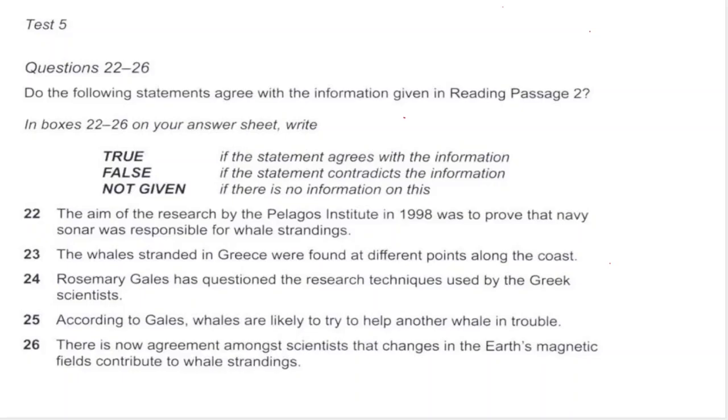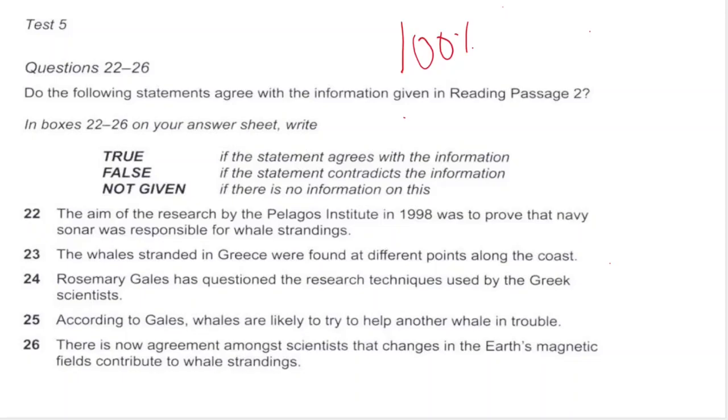False means simply that the information contradicts the information in the passage, which means it's the opposite of what is mentioned in the passage. And if there is no information or the information is missing parts of it, then choose not given. There is also something very important that you have to remember. You have to understand these statements 100% before you try looking for the answers.